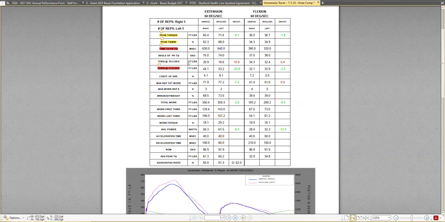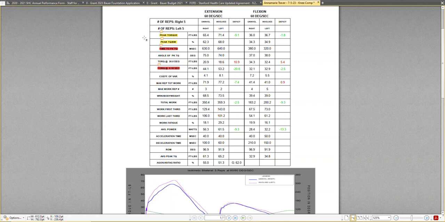Interesting for this individual, even though she pushed, her peak torque achieved 9.1% superiority on the left leg. That is the involved. She had about a 10% decrement at that 30-degree mark.